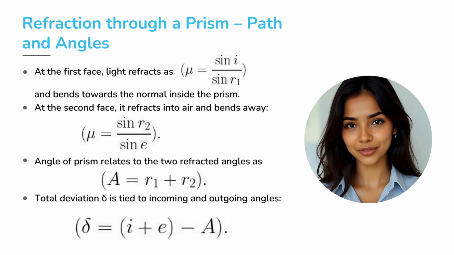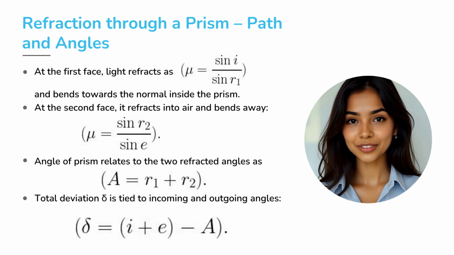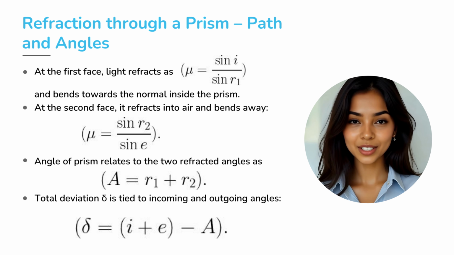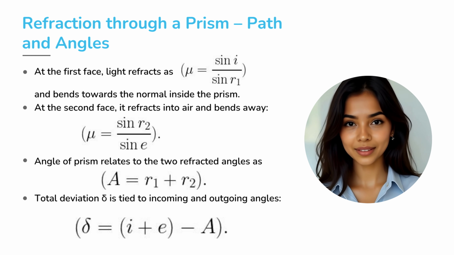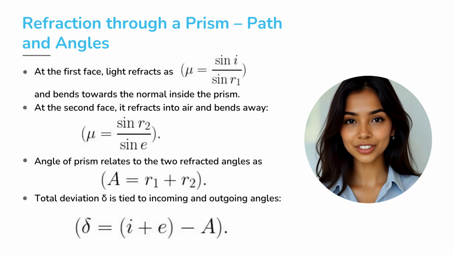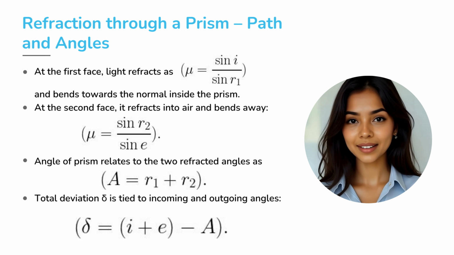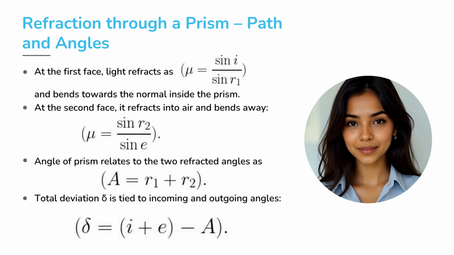Imagine a light ray hitting the first face of the prism at an angle of incidence, which we call I. According to Snell's law, the refractive index mu equals the sine of the angle of incidence divided by the sine of the angle of refraction inside the prism at the first face. Let's call that R1. In simpler words, mu equals sine I over sine R1. Because glass or any transparent material is denser than air, the light bends toward the normal as it enters the prism, a bit like a car slowing down and turning tighter into a bend.